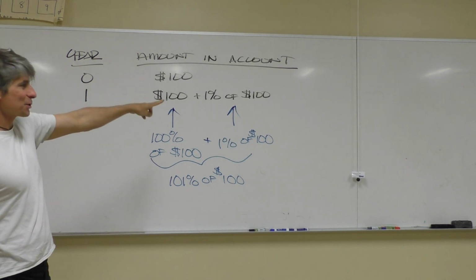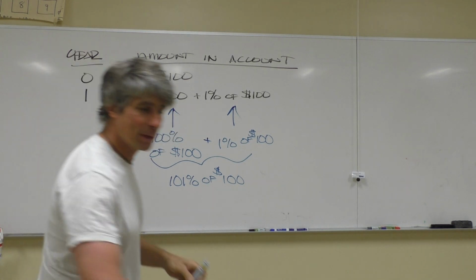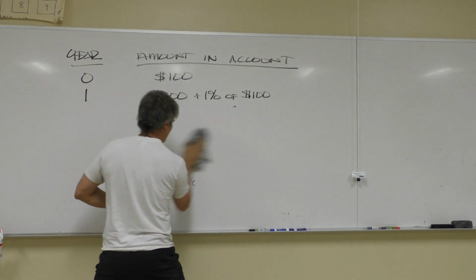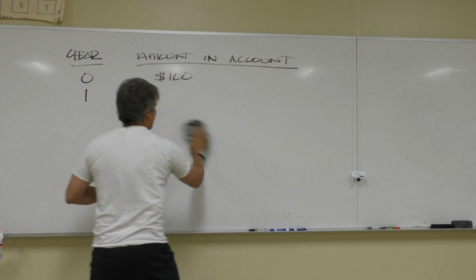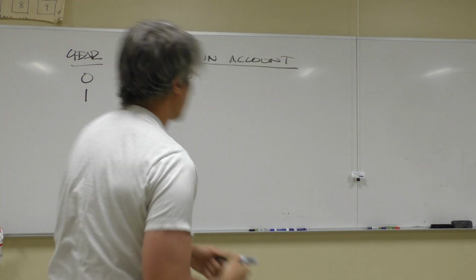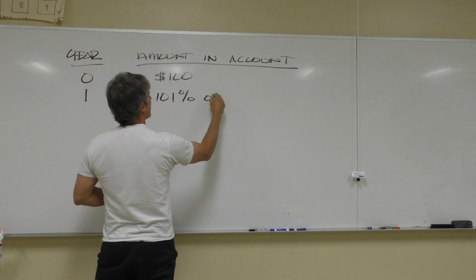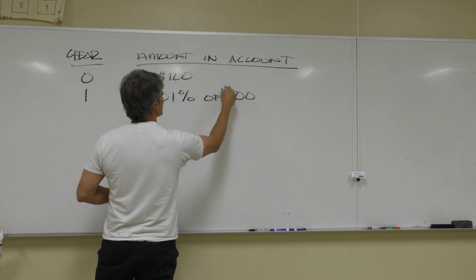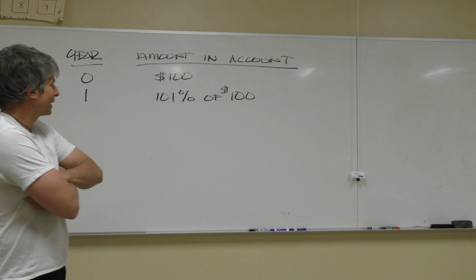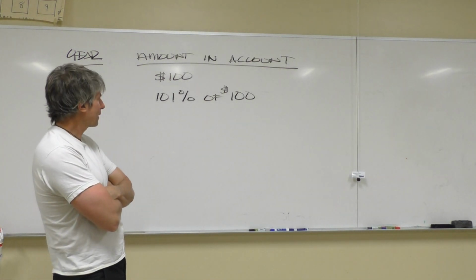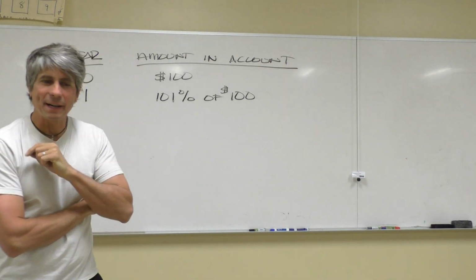That, I think, is an easier way of writing $100 plus 1% of $100. So I'm going to rewrite it as 101% of $100. And you know what? As I'm writing that out, I think we could write it even better.